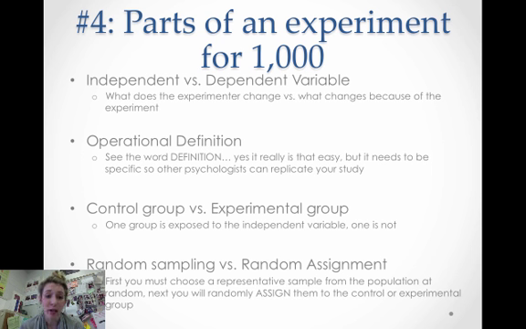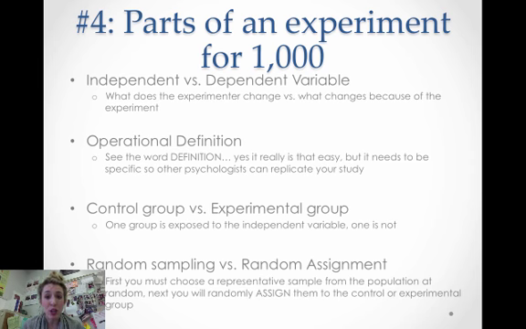Okay, parts of an experiment. Independent versus dependent variable. So what does the experimenter change and what changes because of the experiment? Okay, independent is what the experimenter changed. Dependent is what changes because it's dependent on the independent.